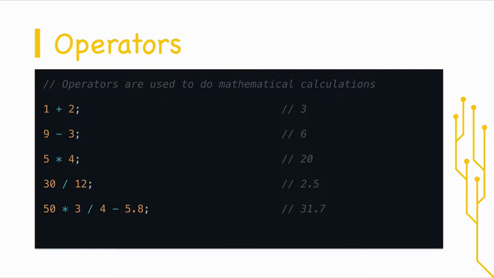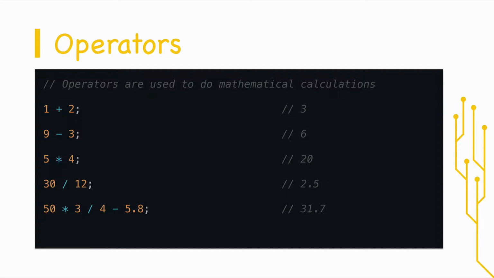So here, for example, we have a mathematical expression using three types of operators. We have multiplication operators, the division operator, and also the subtraction operator. And the expression in this case is 50 multiplied by 3 divided by 4 minus 5.8. And when calculating the result, JavaScript follows the basic order of operations. So here, according to the mathematical rule of order of operations, the division operation should be executed first, which means 3 divided by 4. That is the part that will be executed first because it's a division operation. So 3 divided by 4 is executed first, and the result is 0.75.